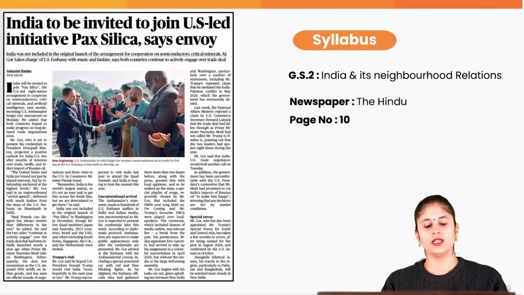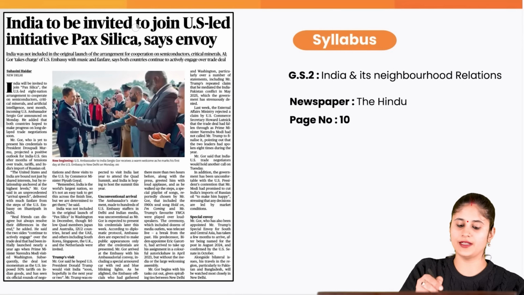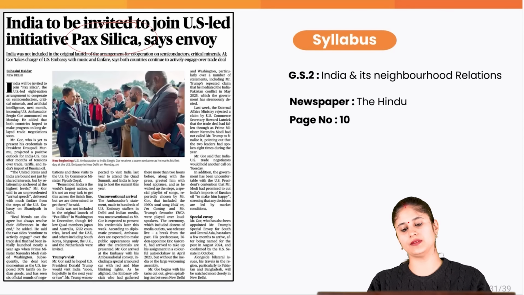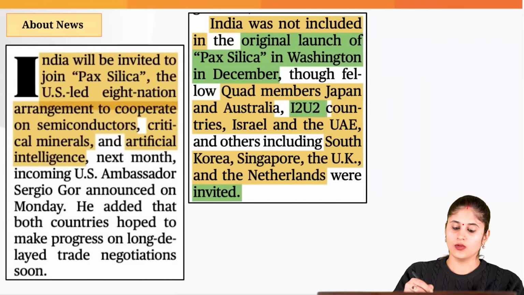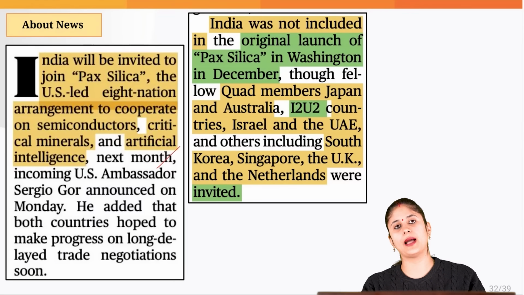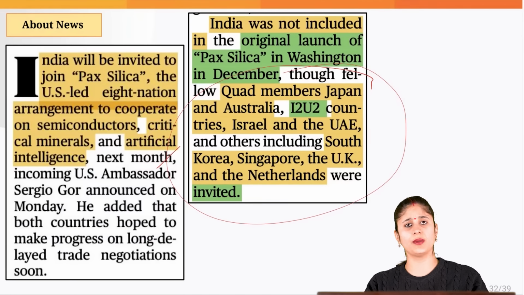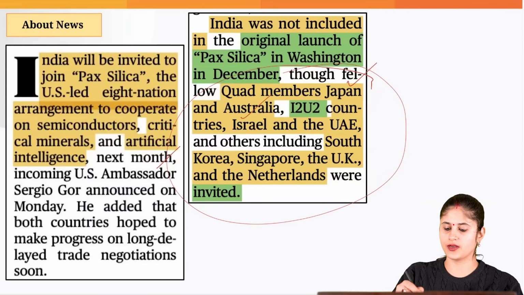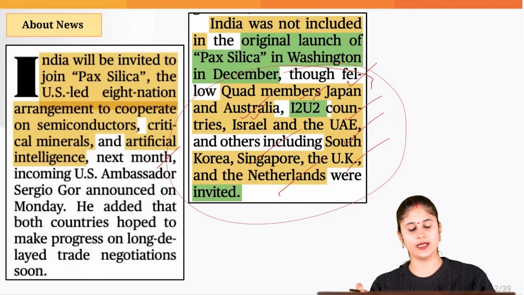Now, recently, the US has stated that India would be invited to be a part of the Pax Silica initiative. This particular topic you can associate with GS paper 2 international relations. Now, when you talk about the US-led Pax Silica initiative, it has these many members. So, it has the other Quad members except India, that is your US, Japan, Australia. It has the I2U2 countries also, that is your Israel, USA, UAE. Then it has South Korea, Singapore, UK and Netherlands.